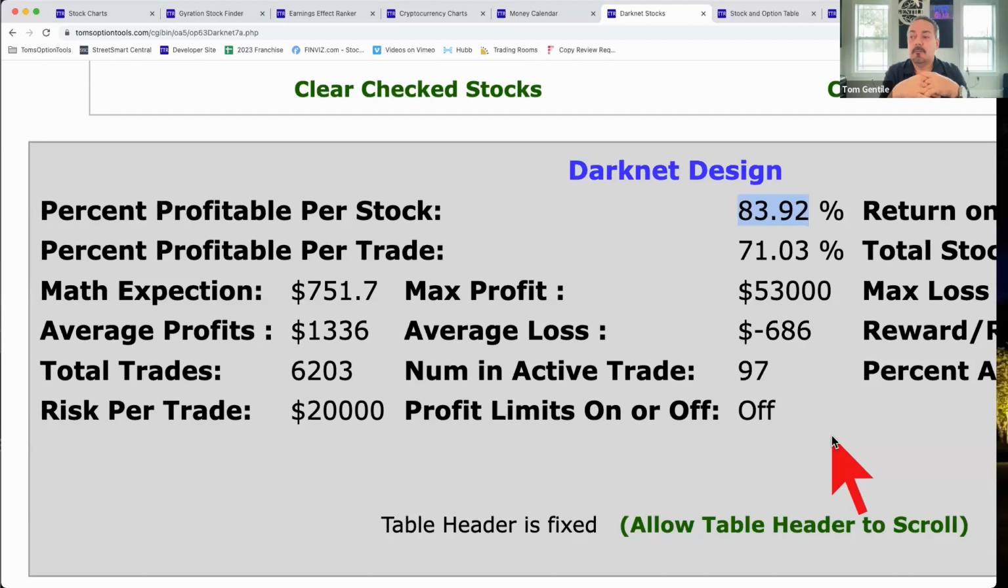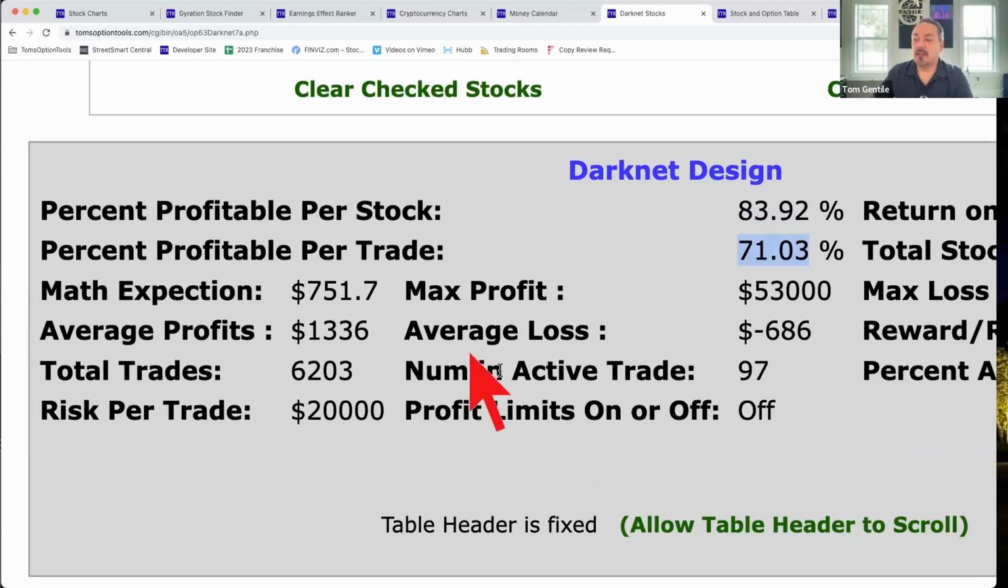Okay. One of the reasons I like to go back 10 years is because in most cases, you're going to have trades that have multiple signals. This tells me that 83% of these stocks on average were winners over time, and that a little more than 16% on average were losers. That means the Darknet signals' losers posted a loss for that stock. Now, on a percent profitable per trade, 71% of the trades were profitable.